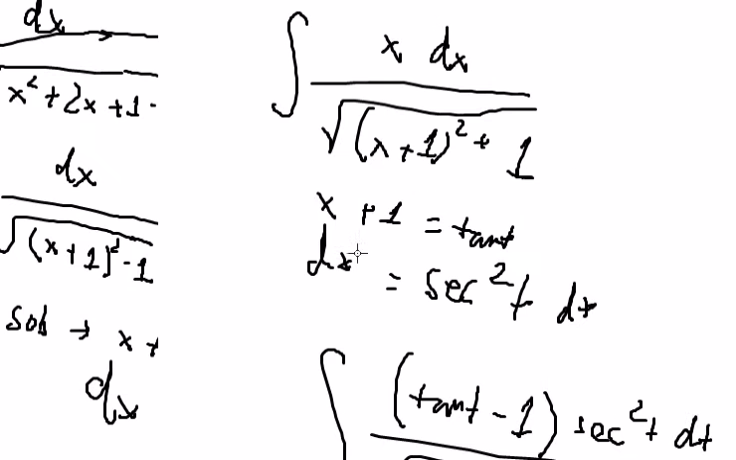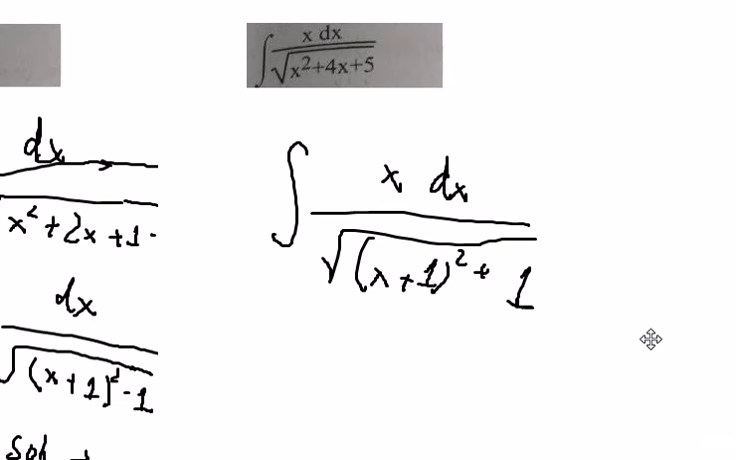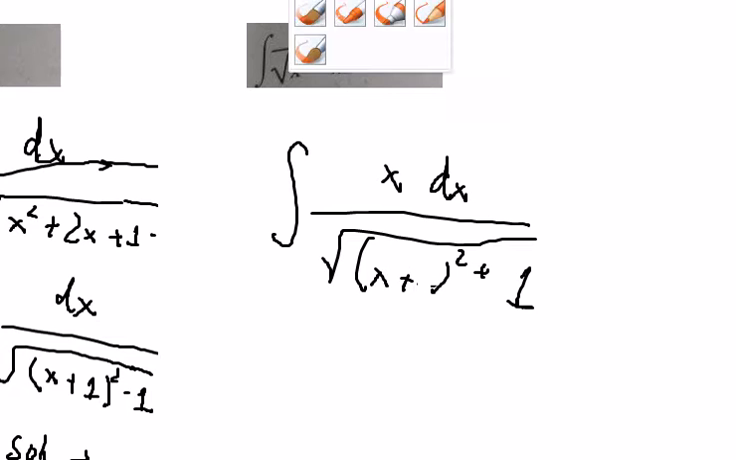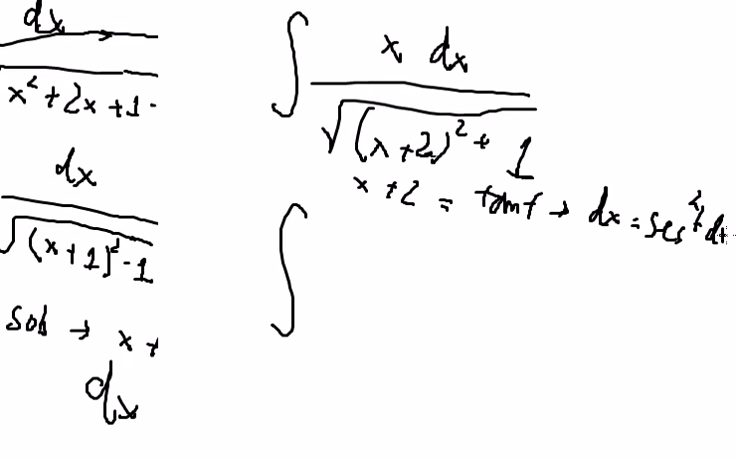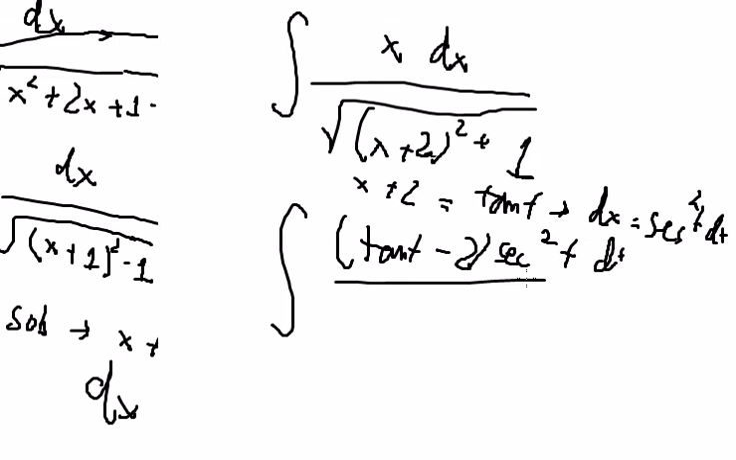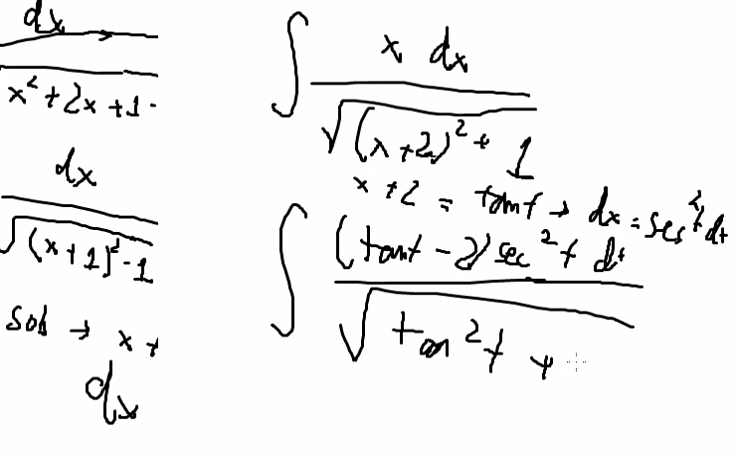Oh, this one I made a mistake. This one should be about number 2. So we got about x plus 2 equal to tan t. So you got about the dx equal to secant of t square. So we put number 2 go to the right. We have secant of t square dt. So this one we change for secant of t square, simplify with secant of t in here.